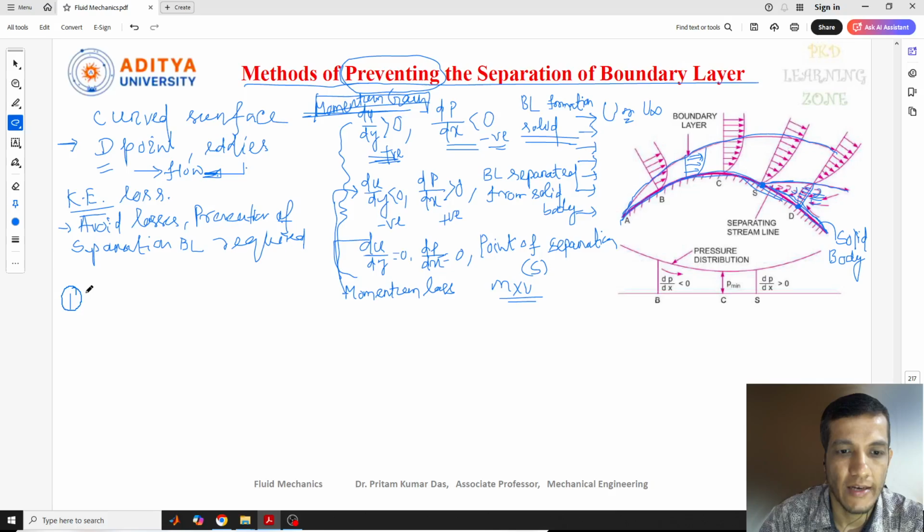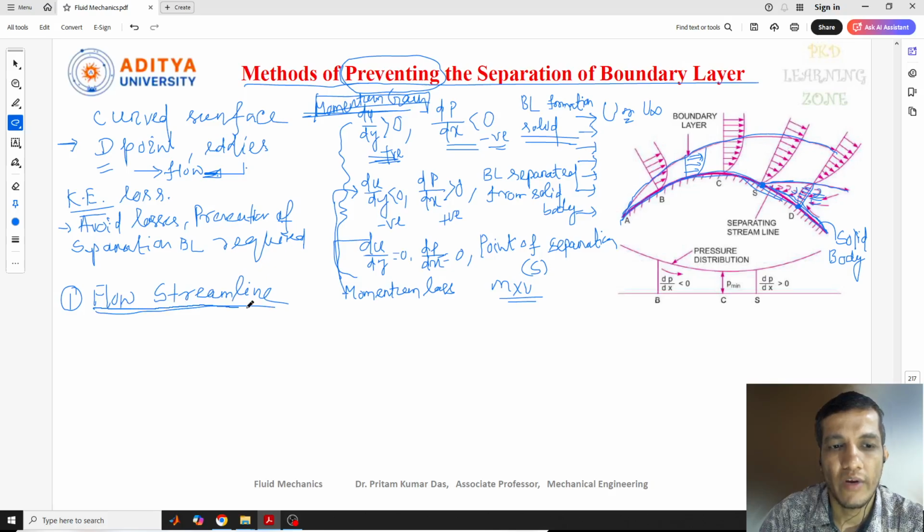Suppose one method I'll tell you. First one is the flow should be in streamline condition. The flow should flow in a streamline. We have seen many examples when objects are flying or moving, the fluid passes over the object in a streamline condition. Suppose let me take a small airfoil type. You can see, this is the airfoil.